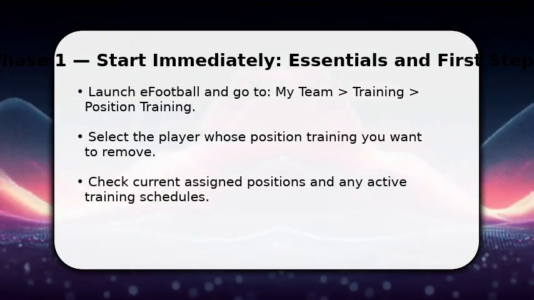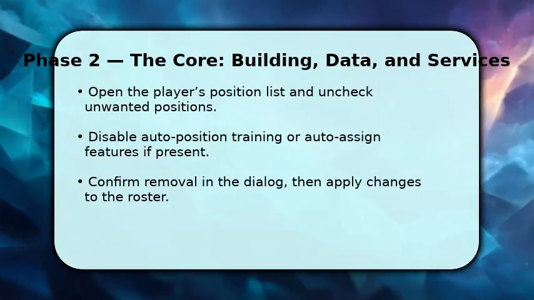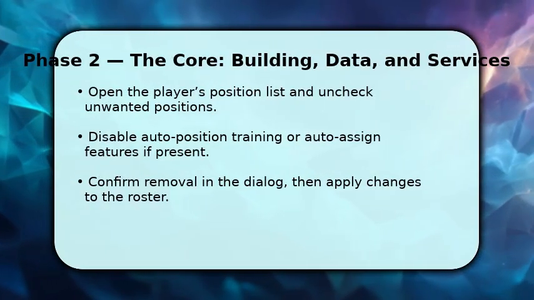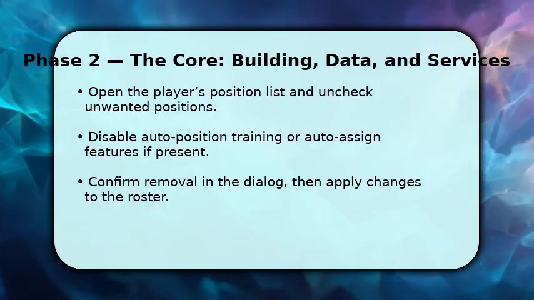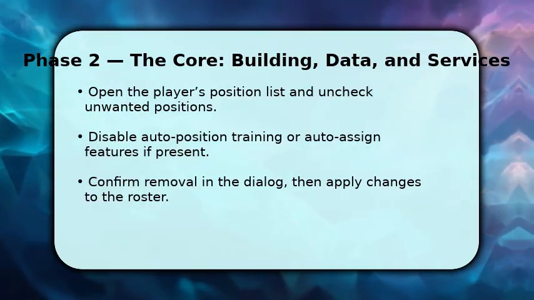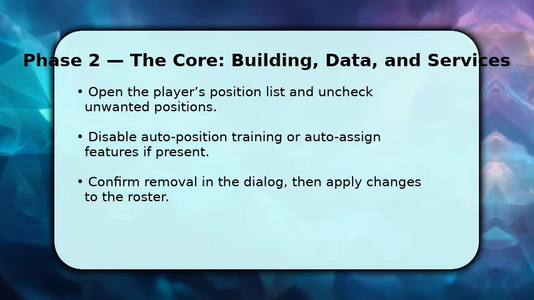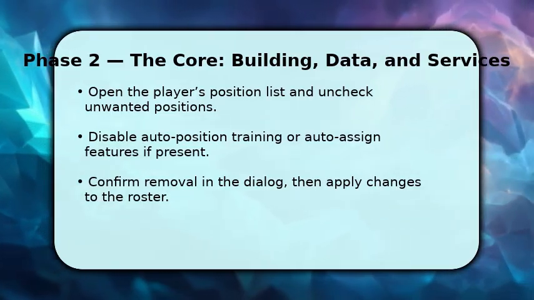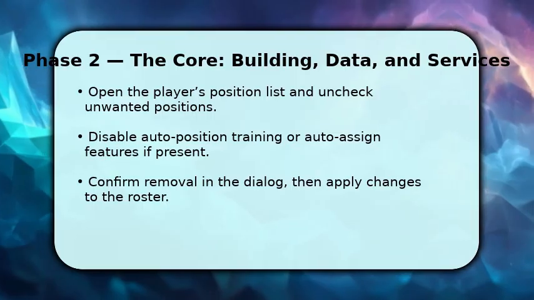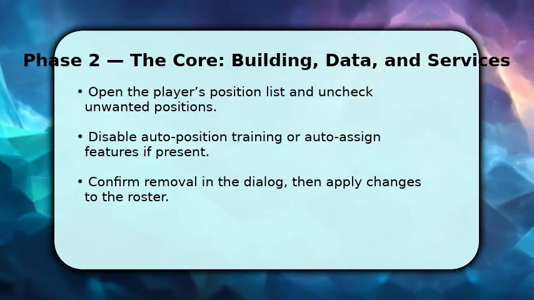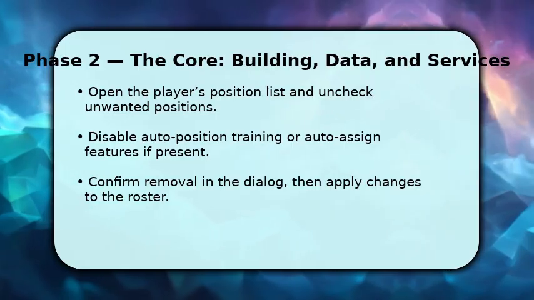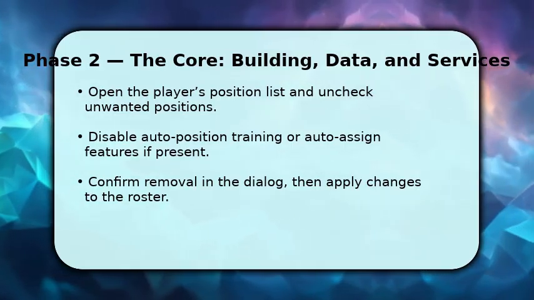Now you're ready to remove the assigned position. You now remove the assignments. Open the player's position list and uncheck every position you don't want them training for. While doing that, check for an auto-position or auto-assign toggle. Turn it off so the game won't add positions back. Once unchecked, confirm the removal when the dialog appears and apply the change to the roster.